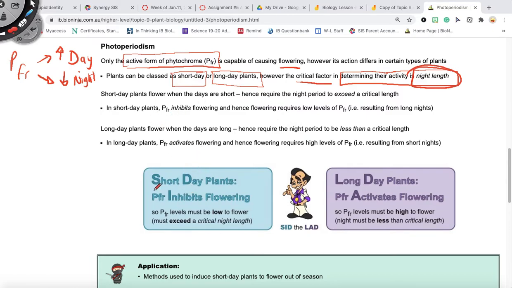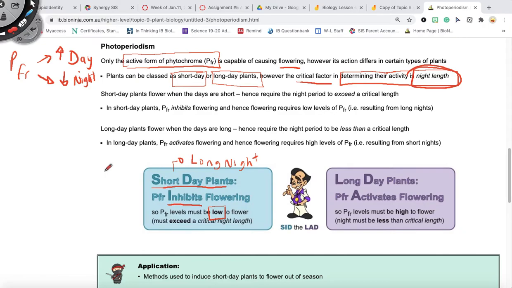Here we see short day plants. Short day plants mean that they have a long night, so short day, long night. One thing you need to know about phytochrome far red is that it acts as an inhibitor to short day plants. Short day plants are not going to flower if PFR is in abundance. So in order for these short day plants to flower, PFR, which is an inhibitor, needs to be found in low levels.